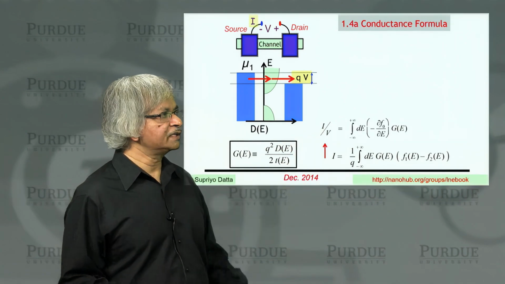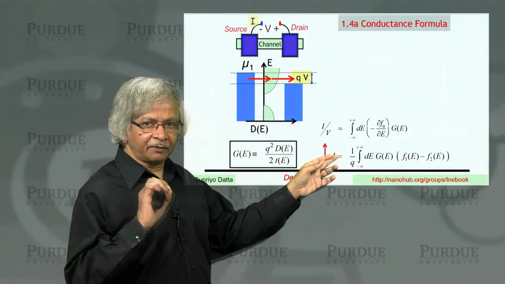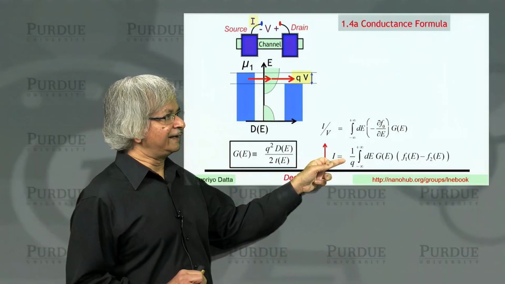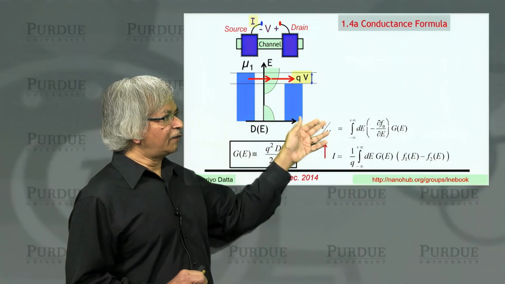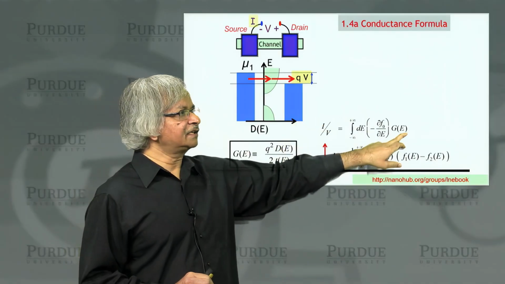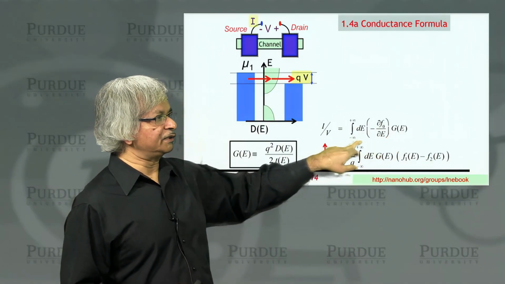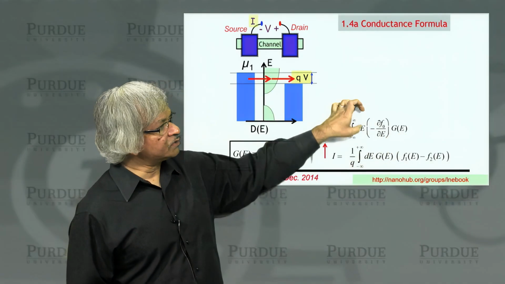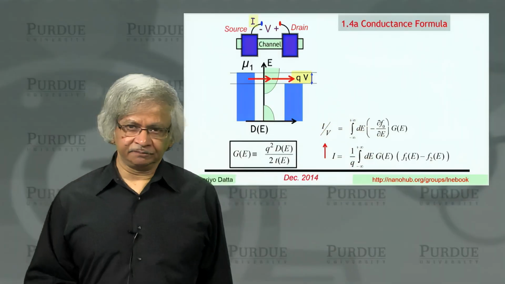What we'll show is that for low voltages, you can do a little approximate expansion here and get this expression for conductance, where the overall conductance is like this conductance function, but averaged over energy according to this relation. Notice what enters this relation is the derivative of the Fermi function.